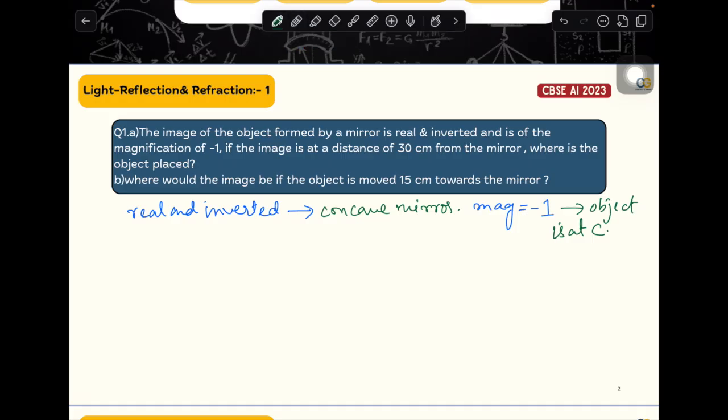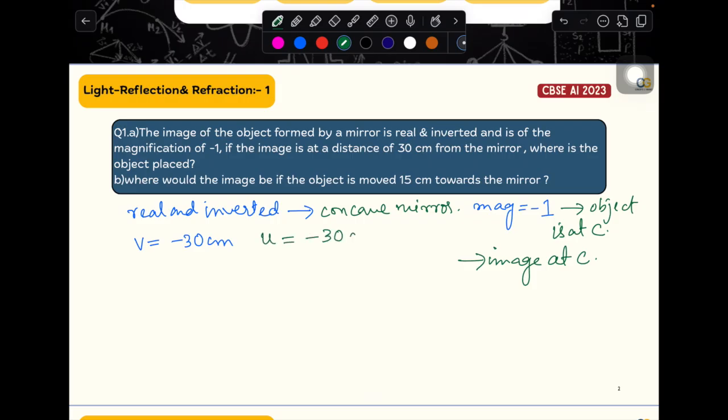So if the object is at C, the image will be where? The image will also be at C. The image is at C. So since the object is at C as well, the object distance will also be -30 centimeters. Right, we're taking -30 as per the sign convention. So we've answered the first part, where we're saying that the object is exactly where the image is because the magnification is -1. This is a standard CBSE template to get questions on magnification of -1, where you have to remember the table of where the object and image lie so that you can answer these questions.